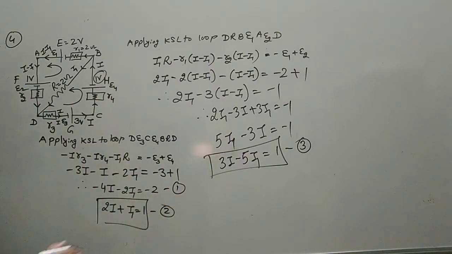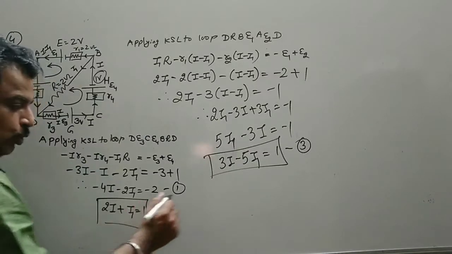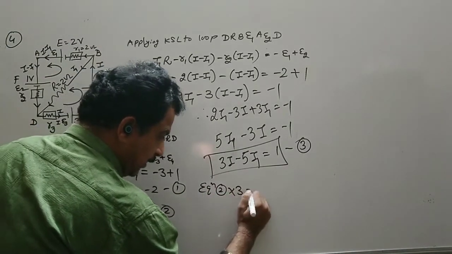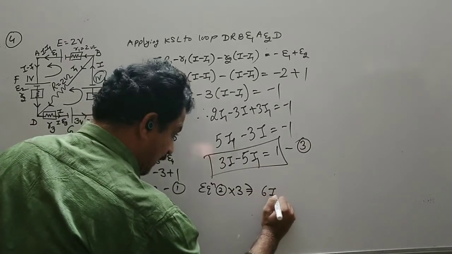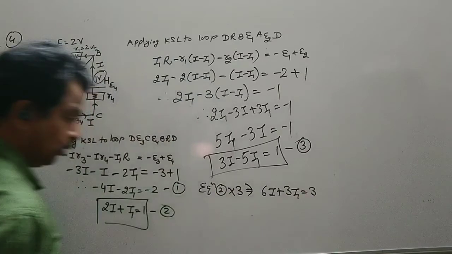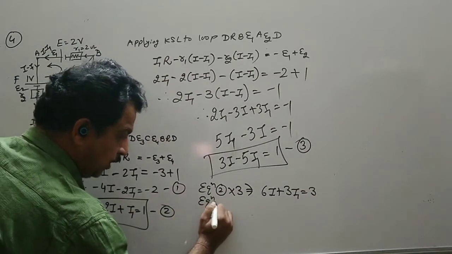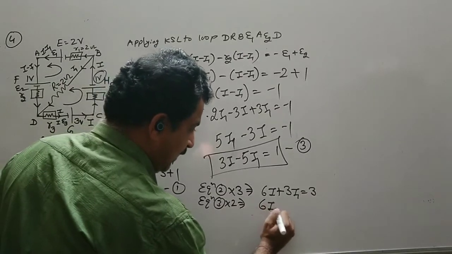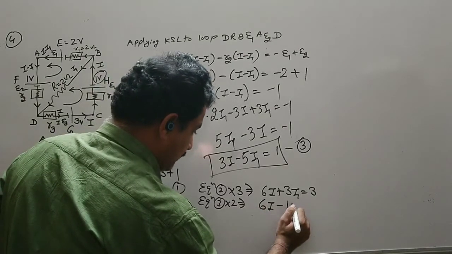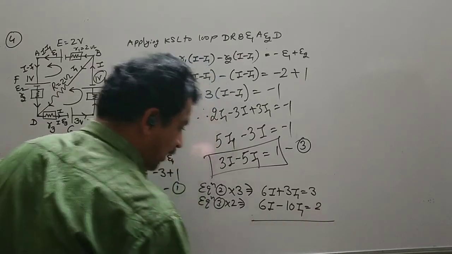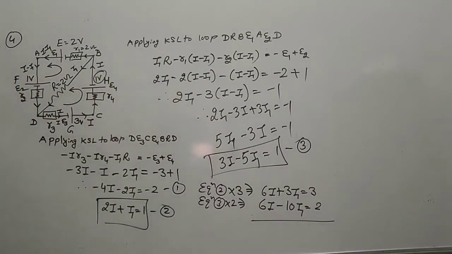Anyhow, we multiply equation 2 by 3, so we get 6I plus 3I1 is equal to 3. Then equation 3 by 2, so it becomes 6I minus 10I1 is equal to 2, and we do the subtraction.